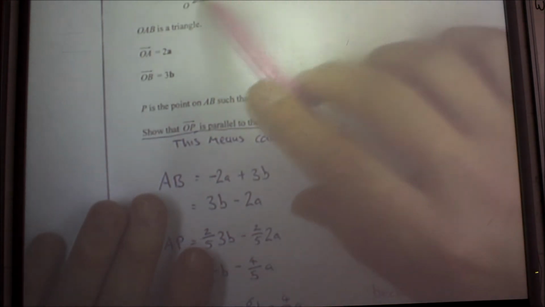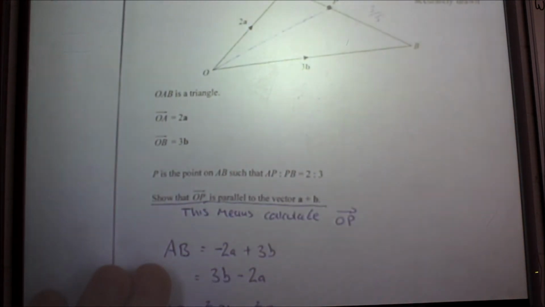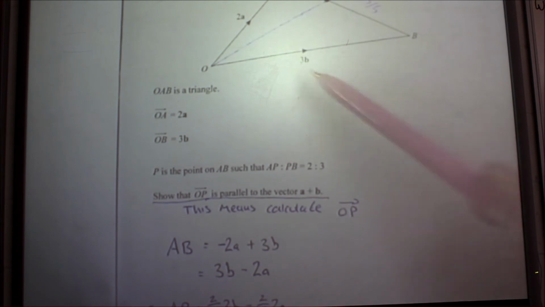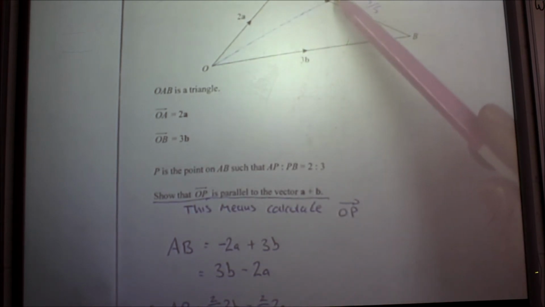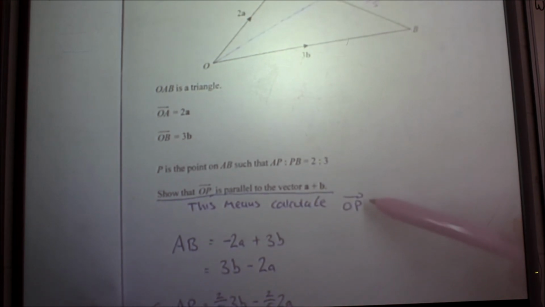Question 27, a little bit more vectors work here. We're given the vectors, that's 2A and that's 3B. We're told that's in the ratio of 2 to 3, so 2/5 to 3/5. Show that OP is parallel to the vector A add B. Well, basically this means calculate OP. So that's what we're going to do.